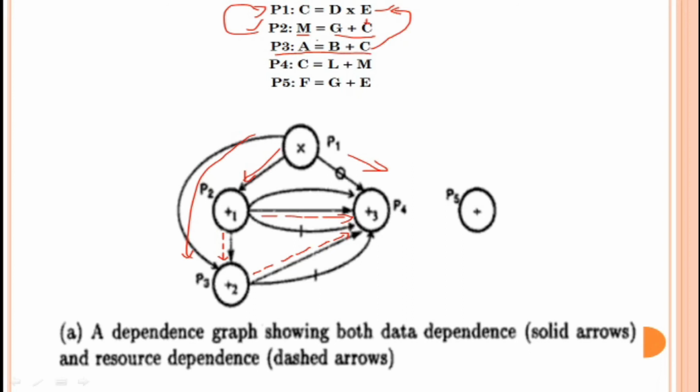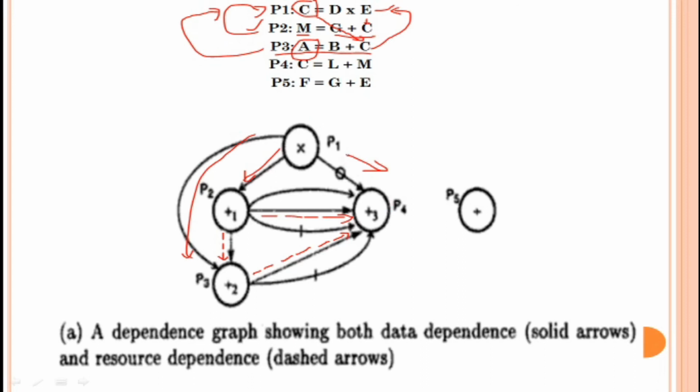Then only I can get the value of A, because A is equal to B plus C, and process 1, that is C is equal to D into E. Then performing the multiplication between D and E, I'll get the value of C here, right? So that value is used in process 3 here. So hence process 3 has a flow dependency on P1. It is a flow dependency. Okay. Then process 4.